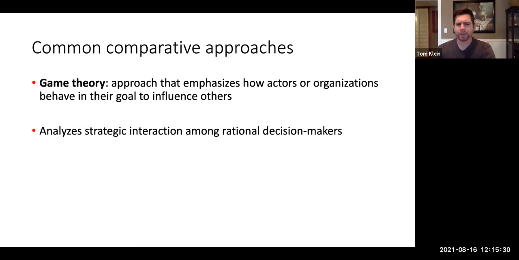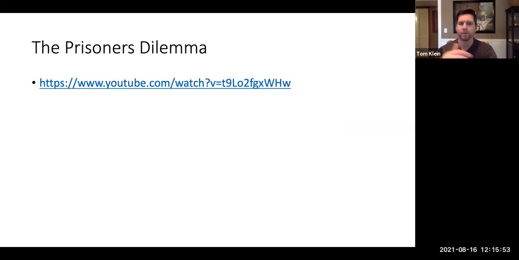Now, the key point behind game theory is to study this interaction among what we consider rational decision makers. So how are rational decision makers going to react if we put them in different scenarios? That's what game theory is. We're testing different rational actors, different scenarios, and drawing conclusions and hypotheses from that, okay? So maybe the most famous example of game theory is the prisoner's dilemma.